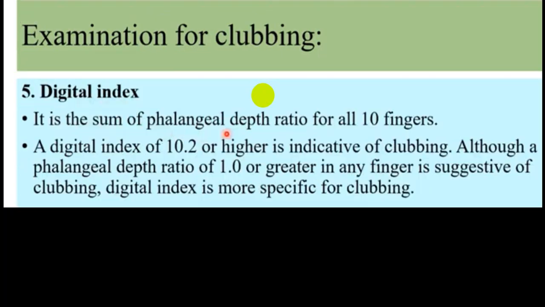Very rarely does a person utilize this. That is also called the digital index, meaning the sum of the phalangeal depth ratios for all 10 fingers. If the digital index of all 10 fingers is 10.2 or higher, then it is indicative of clubbing. Although a phalangeal depth ratio of 1 or greater in any finger is also suggestive of clubbing. So if it is 1 or more than 1, it is suggestive of clubbing, and when you add all those, if it is 10.2 or more, it will be suggestive of clubbing.